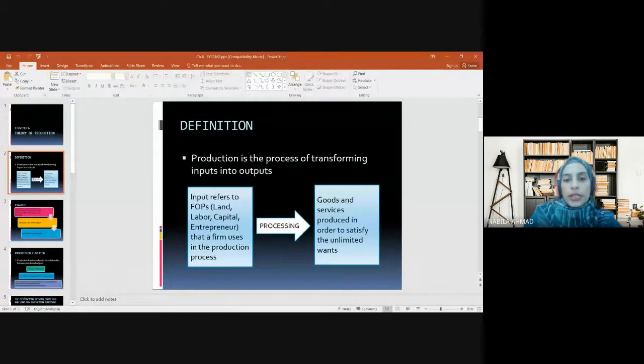So what is production? Yeah, it is the process of transforming inputs into output. Okay, what is input? Input is factors of production: land, labor, capital, entrepreneur. So that is known as input lah, resources. So firms use this input in the production process to produce goods and services. So goods and services is the output lah. So these goods and services will satisfy the unlimited wants. So this one is the production process.